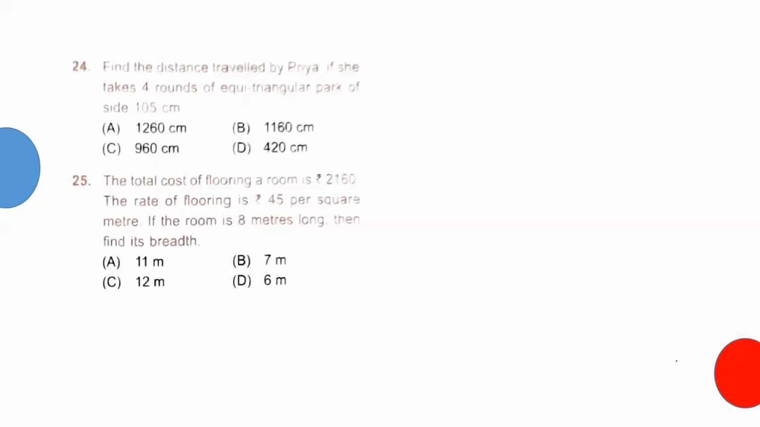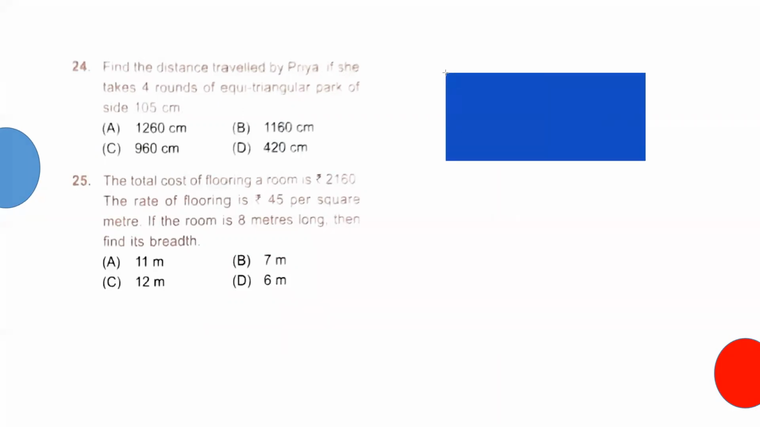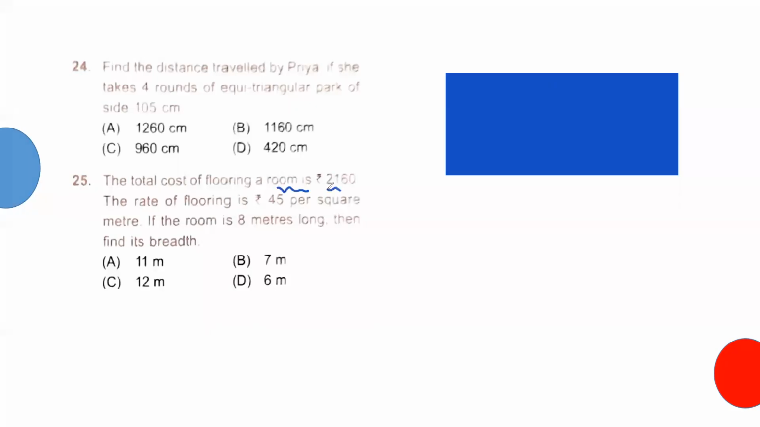So if you go by this question, just you see what they have given. This is a room, and the cost of flooring a room is given 2160. And per meter square, how much is the cost given? 45. So can we find the area of the floor of the room? So area of floor of room.